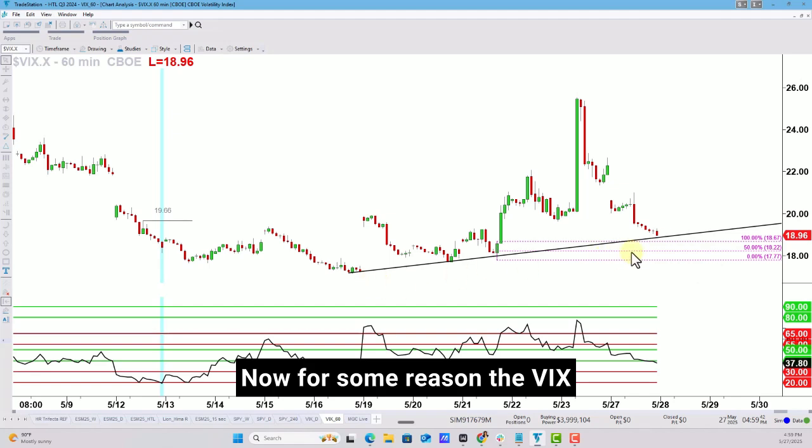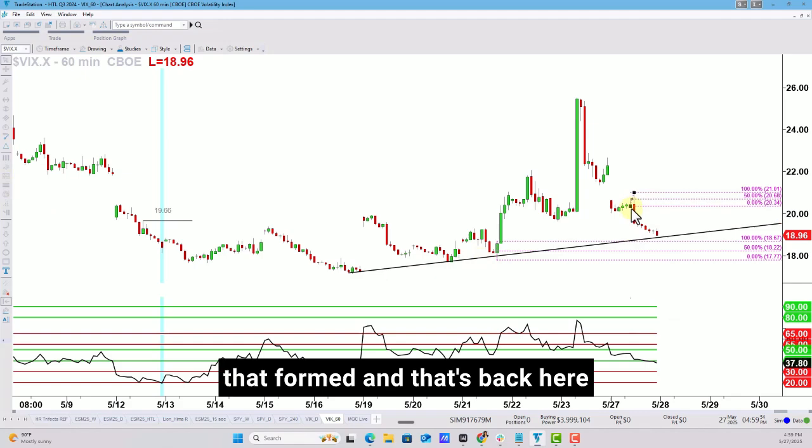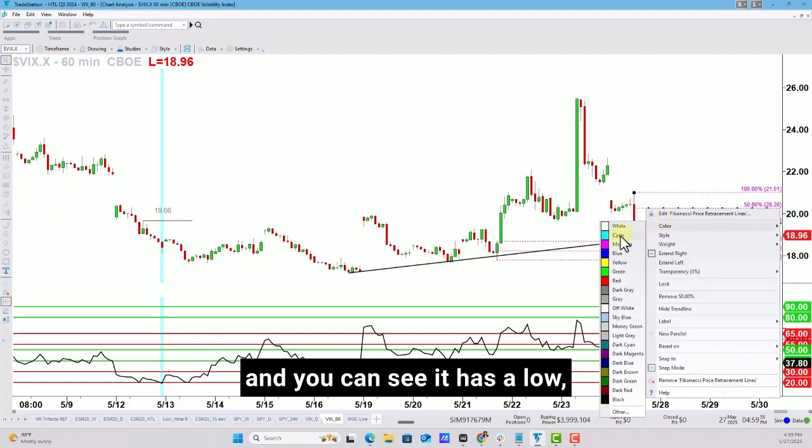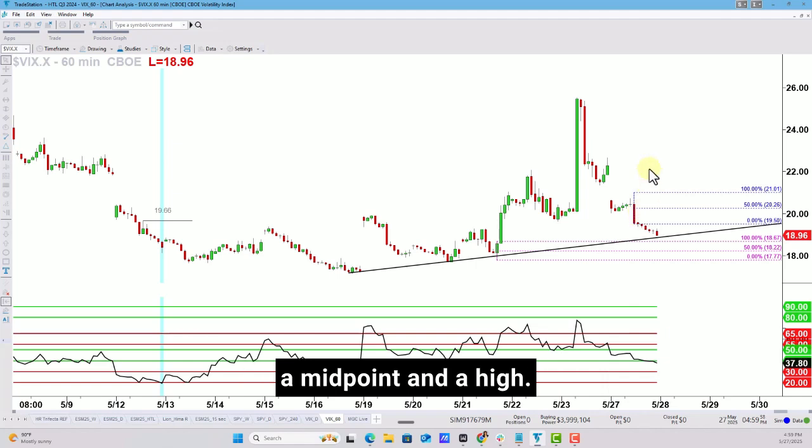Now, if for some reason the VIX does turn around here and doesn't keep going lower, perhaps this interim trend line provides support. Then what you need to monitor is the most recent outside bar that formed, and that's back here. You can see it has a low, a midpoint, and a high. This is the simplest way to keep tabs on what's going on with the VIX over the next few sessions.